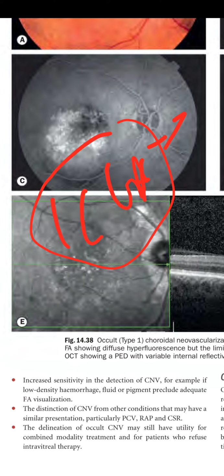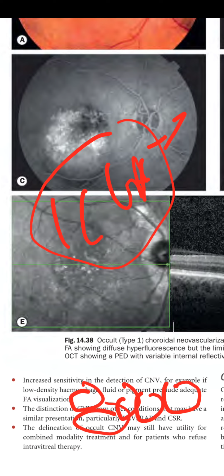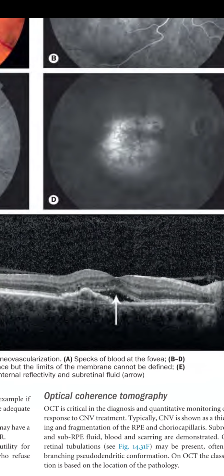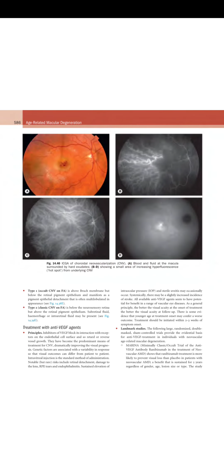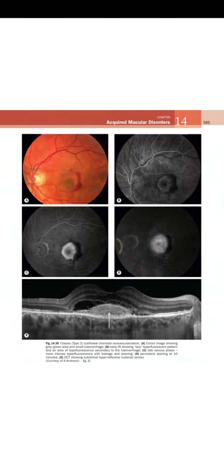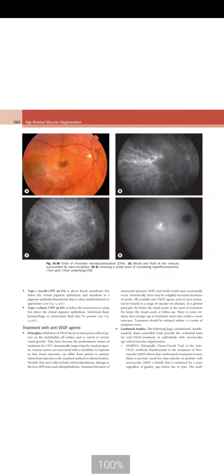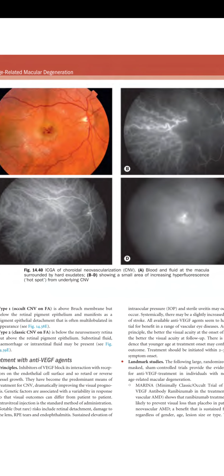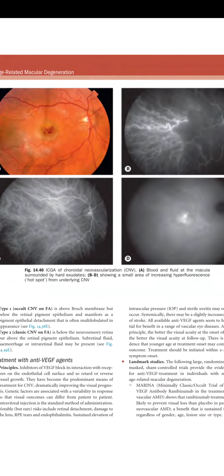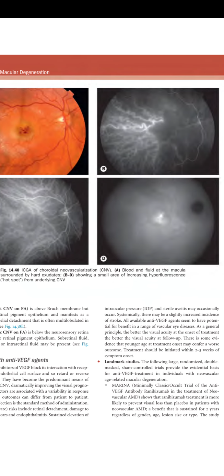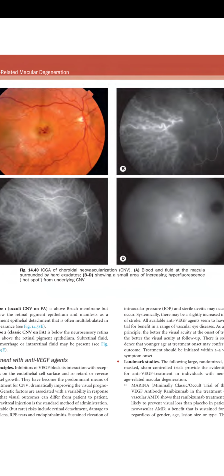So it is helpful in distinction of the CNV from PCV, RAP, CSR, and also for the delineation of the occult CNV. So next, this is an ICG of the choroidal neovascularization. A is showing blood and fluid at the macula surrounded by hard exudate. B and D is showing us a small area of increasing hyperfluorescence. So there is an increasing area of hyperfluorescence.